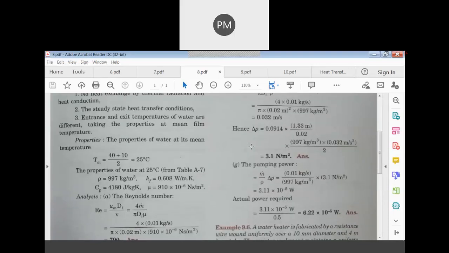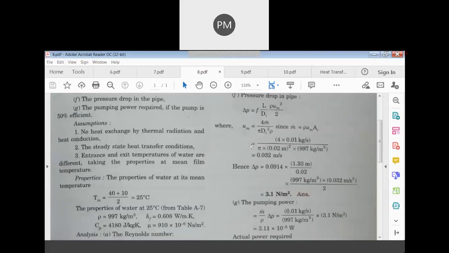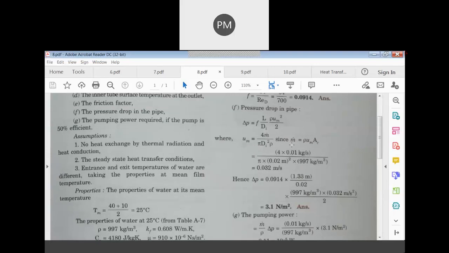You can see, actually, mass flow rate is nothing but rho u AC. Mass flow rate is rho u AC. You can use this formula to find the value of velocity also. Um is equal to 4m by pi d square rho, or you can use this formula also, no problem.